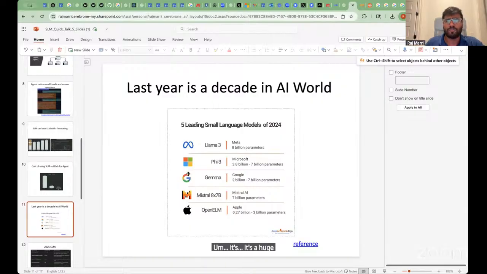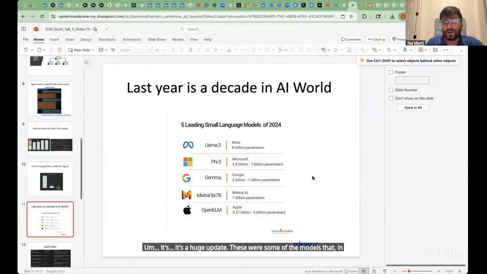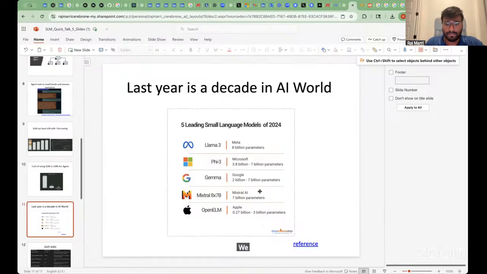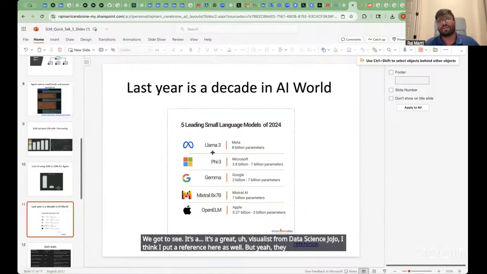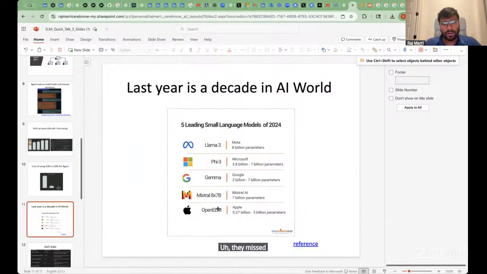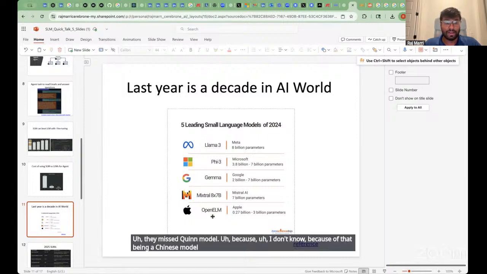These were some of the models that we got to see in 2024. It's a great visual from Data Science Dojo. I think I put a reference here as well. They are referring to how different small language models were really leading. They missed the Qwen model, I don't know, maybe because it's a Chinese model, I'm not sure, but they include OpenELM. OpenELM is actually from Apple.